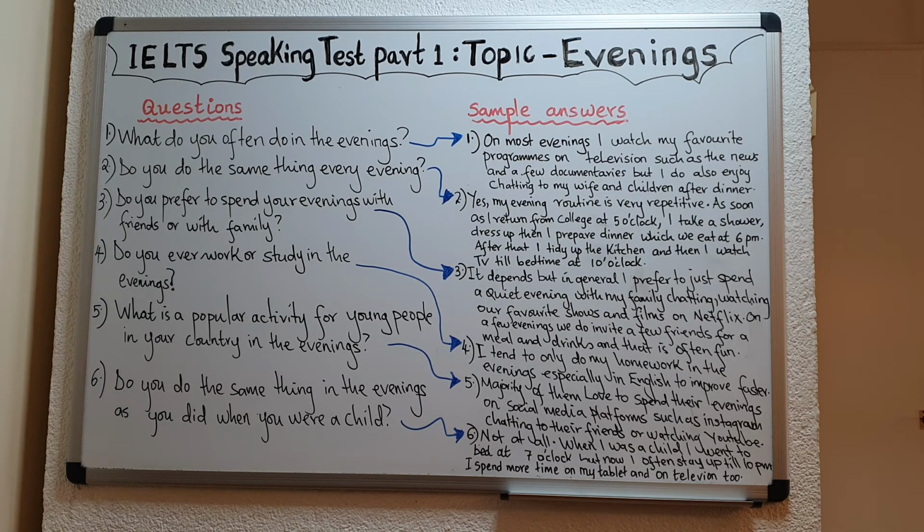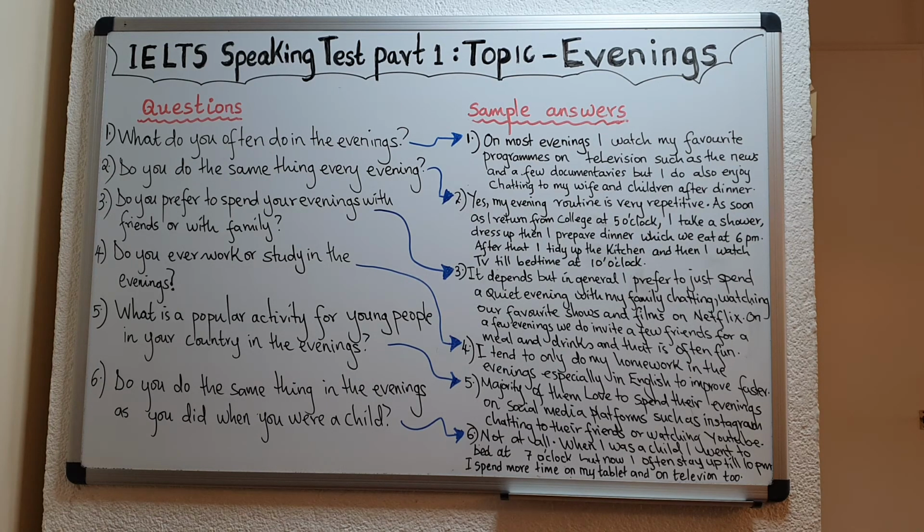Let's look at a sample answer. Number 5. Majority of them love to spend their evenings on social media platforms such as Instagram, chatting to their friends, or watching YouTube. Okay, so question 5 is asking you, what do most young people in your country prefer to do in the evenings? Okay, what sort of things do most young people in your country prefer to do in the evenings? And in the answer, we have majority of them love to spend their evenings on social media platforms such as Instagram, chatting to their friends, or watching YouTube.